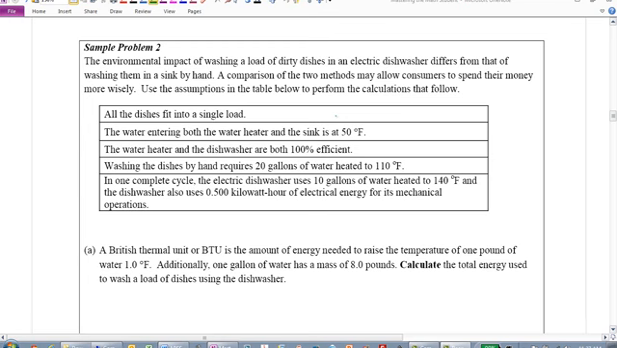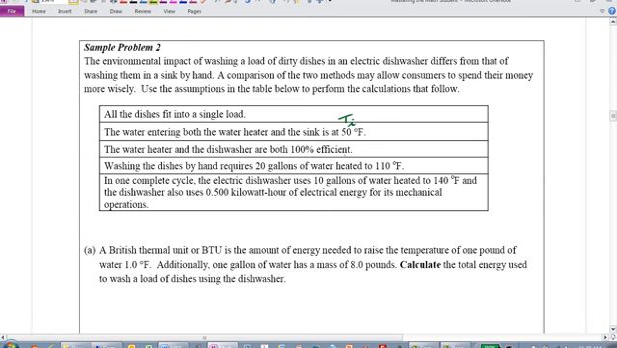So all the dishes fit into a single load. Nice to know. The water entering both the water heater and the sink is at 50 degrees Fahrenheit. So you know that you have to wash dishes in warm water. So we'll call that an initial temperature. And then the water heater and the dishwasher are both 100% efficient. So nothing like multiplying by 0.9 because the dishwasher is only 90% efficient, or the teenager washing the dishes is only 70% efficient. You'd multiply by 0.7 at the end. Don't have to worry about that.